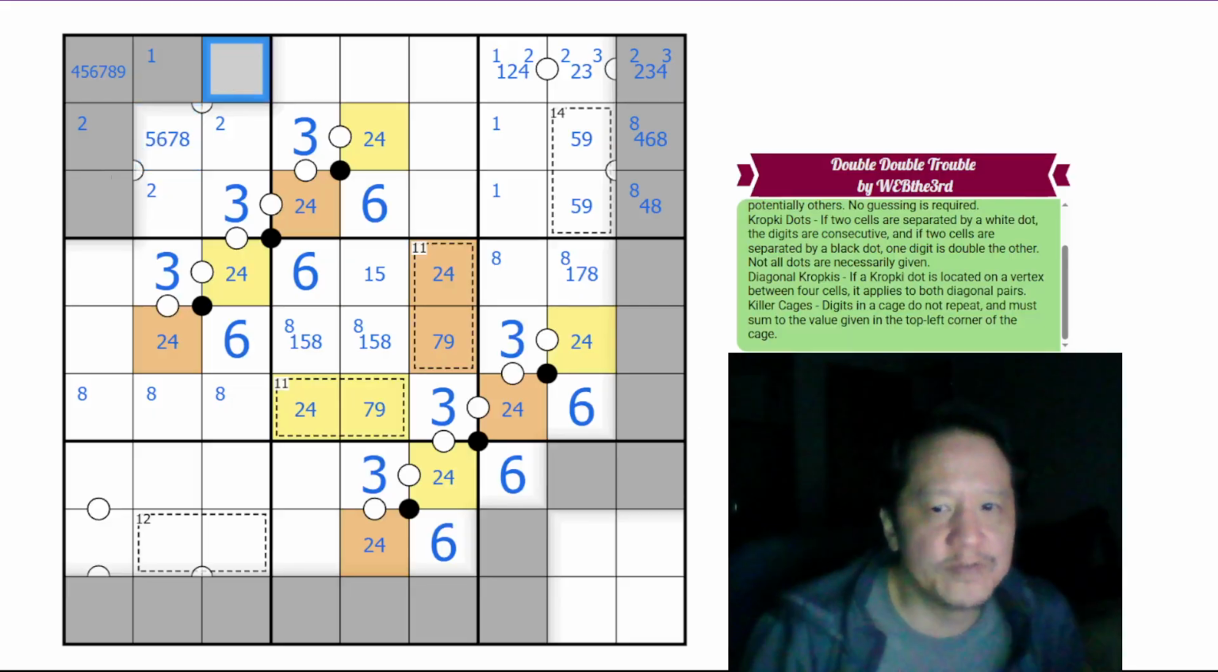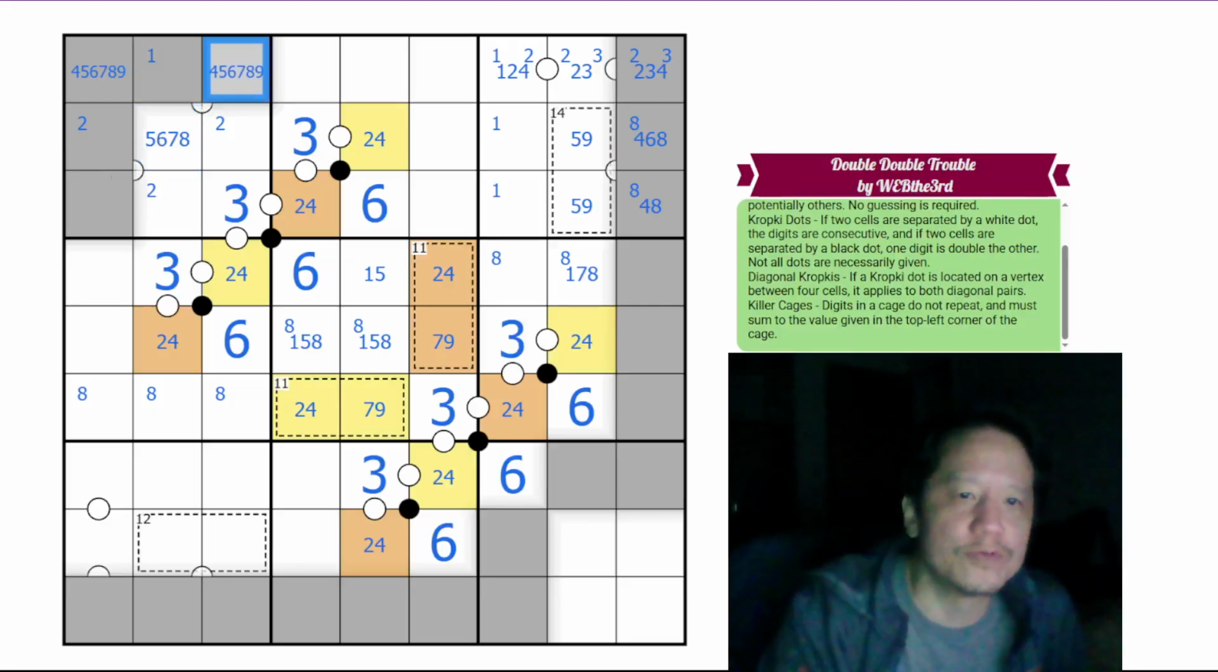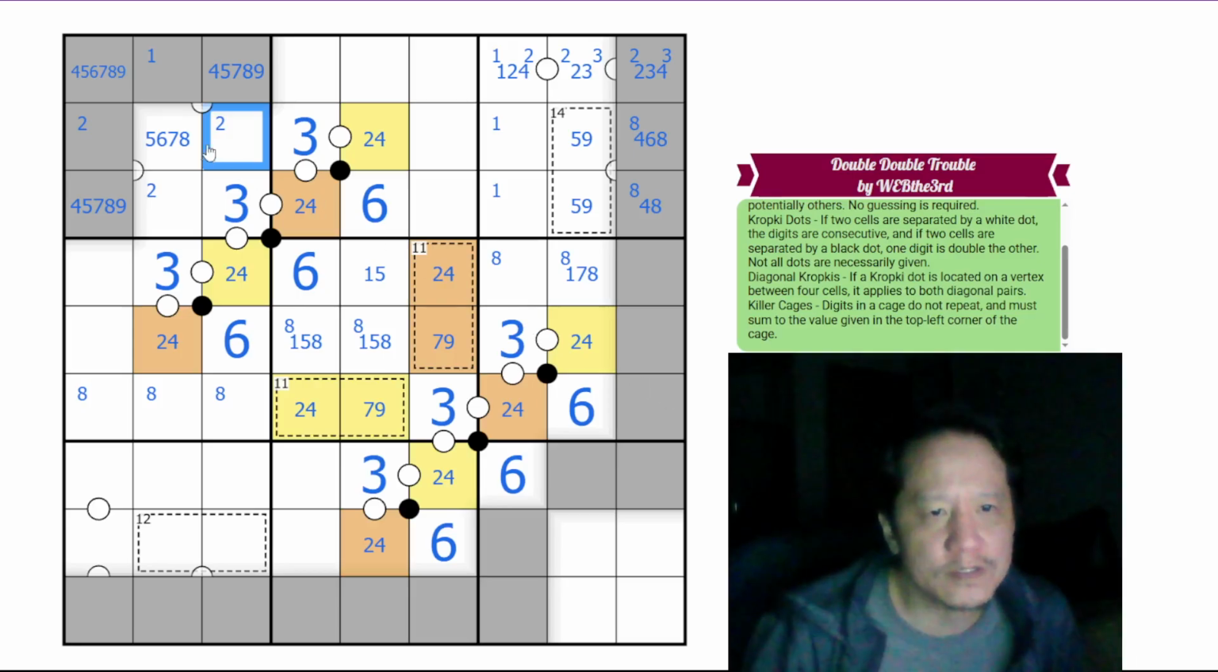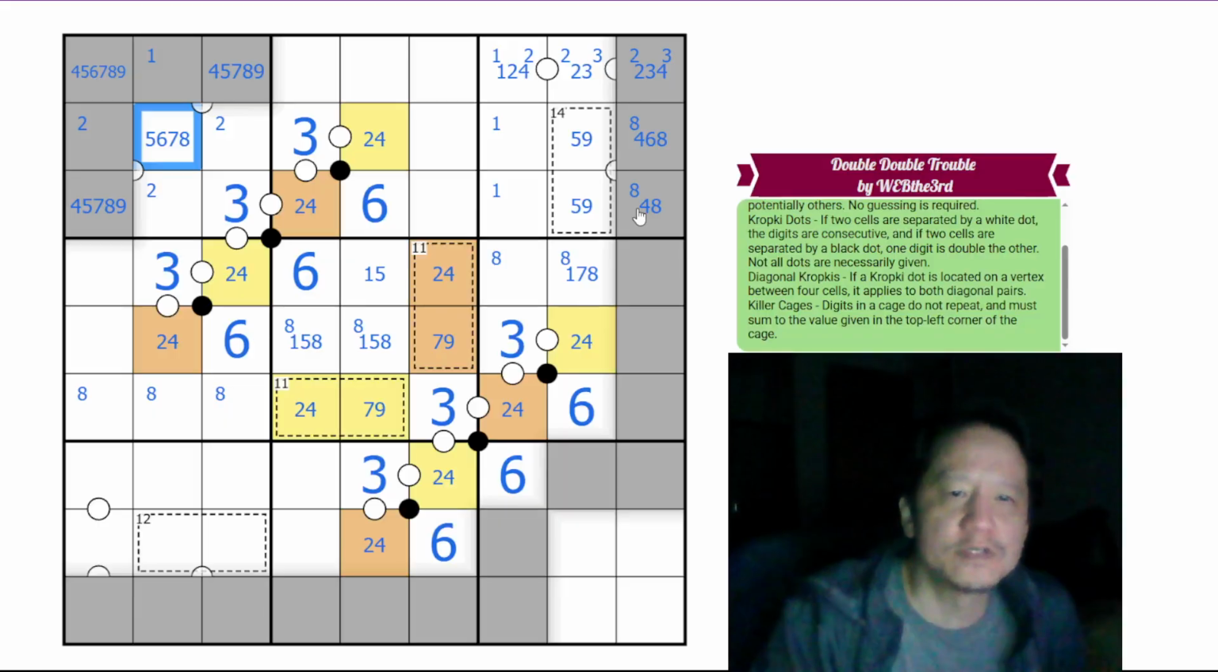So 5, 6, 7, 8 is consecutive with 4 through 9. But this can't be 6, and this can't be 6. So if we try to have 5 here or 7 here, that doesn't work because it would require 6 to be in one of these spots. So this cannot be 5 or 7.